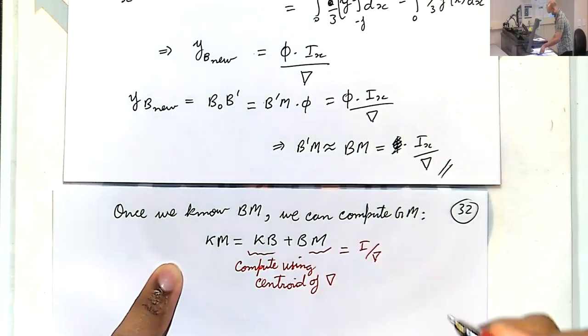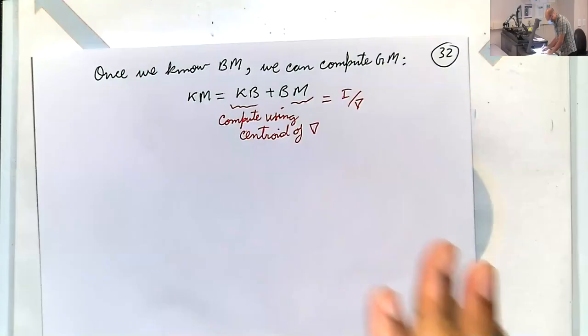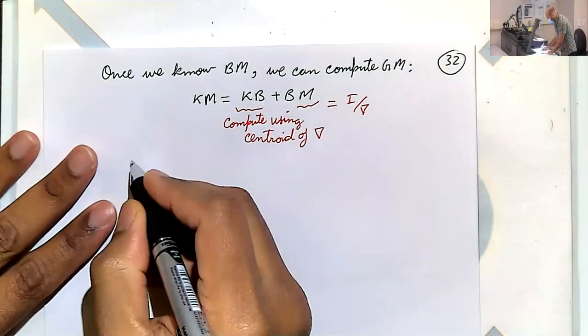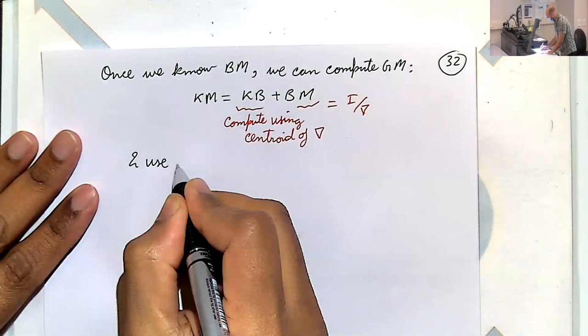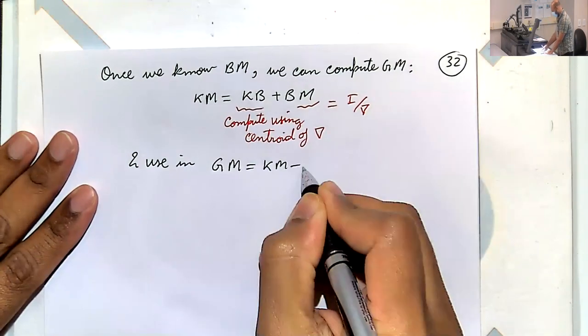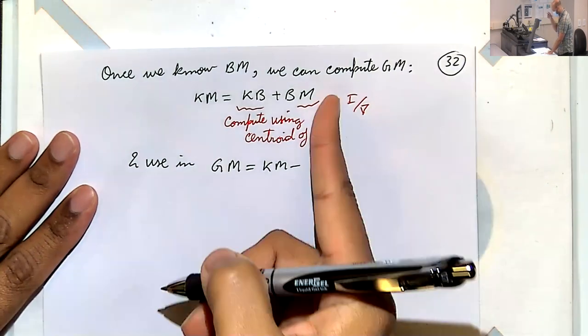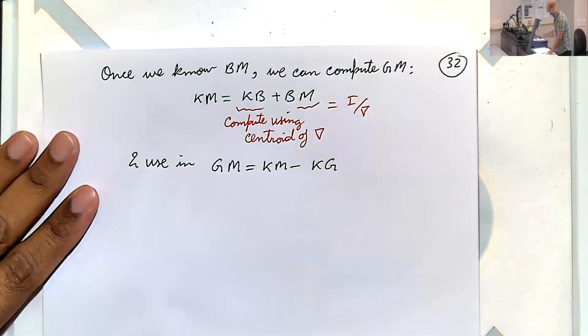And this information we can use to get our stability. GM is KM minus KG. KM we just computed here. For KG, you have to know the mass loading of the hull.